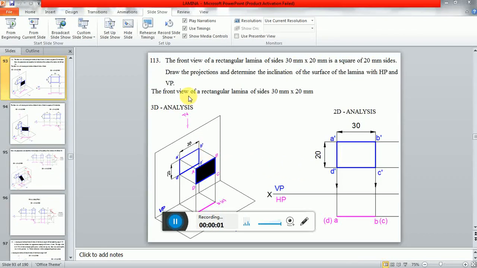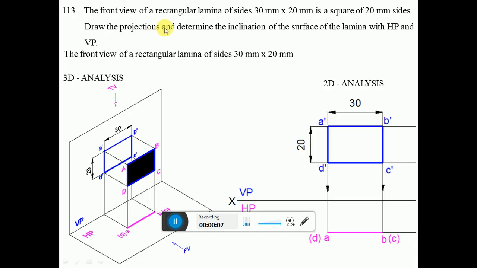Now, the next problem is: the front view of a rectangular lamina of sides 30 mm by 20 mm is a square of 20 mm side. Draw the projections and determine the inclination of the surface of the lamina with HP and VP.